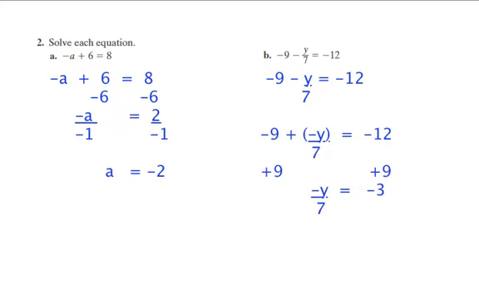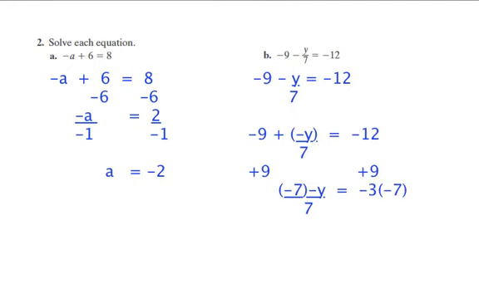We still have the negative in front of the y to deal with and the 7 underneath. We can actually do this in one step. If you multiply the left-hand side by negative 7, the two negative signs would cancel each other out, and the 7 being multiplied and the 7 being divided would cancel each other out. So we're going to multiply both sides by negative 7. On the left-hand side, you're left with y, and on the right-hand side, you're left with 21.